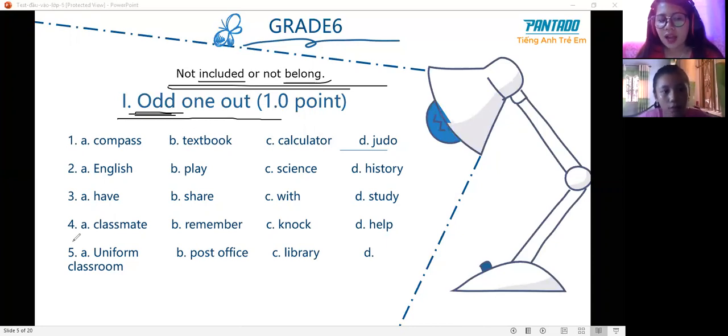Okay, so there are five numbers. So in number one, which word is not included or which letter does not belong to the group? Is it letter A, compass, letter B, textbook, letter C, calculator, or letter D, judo? So what is the correct answer? Which word does not belong to the group?